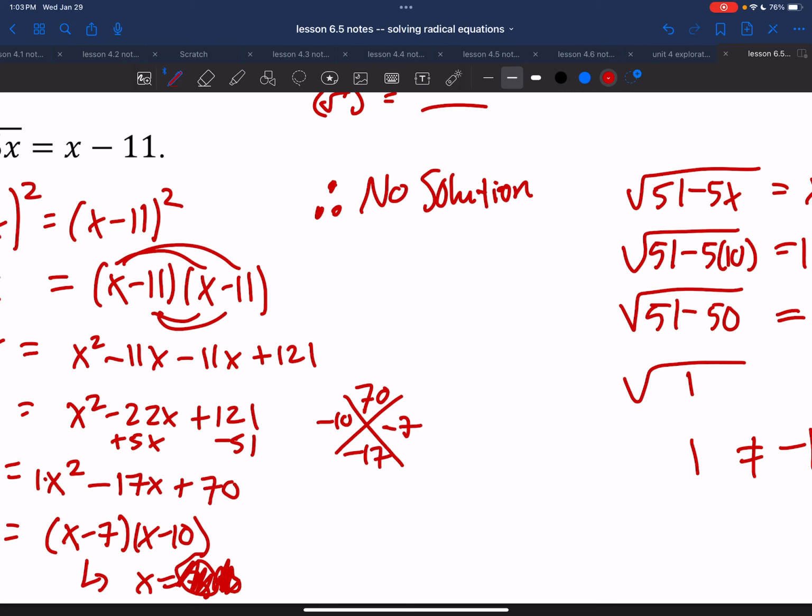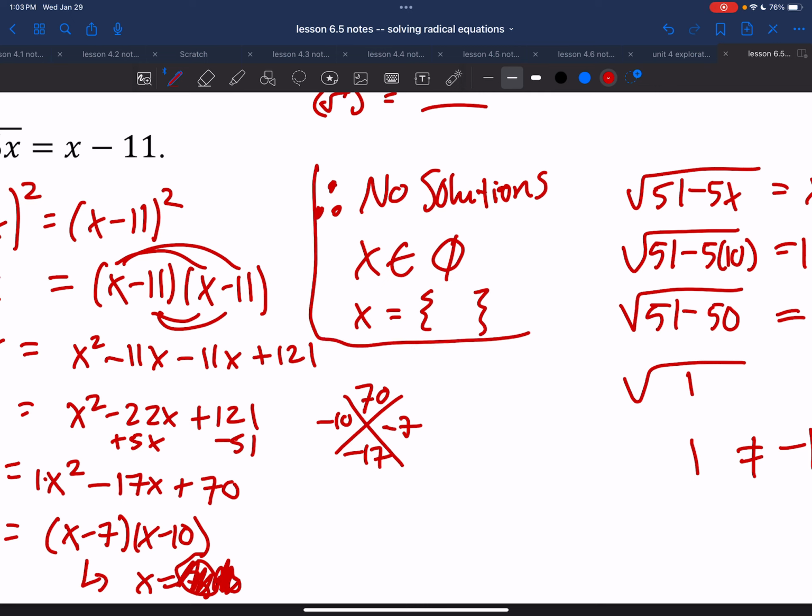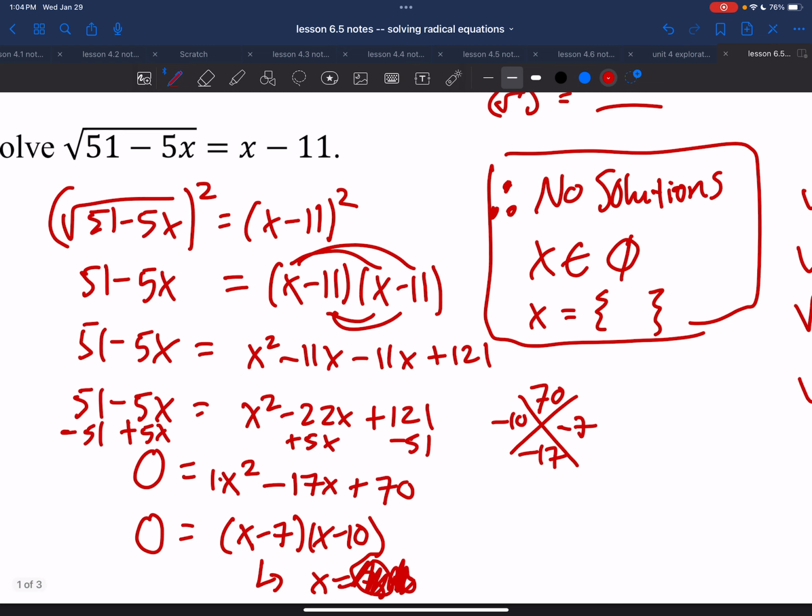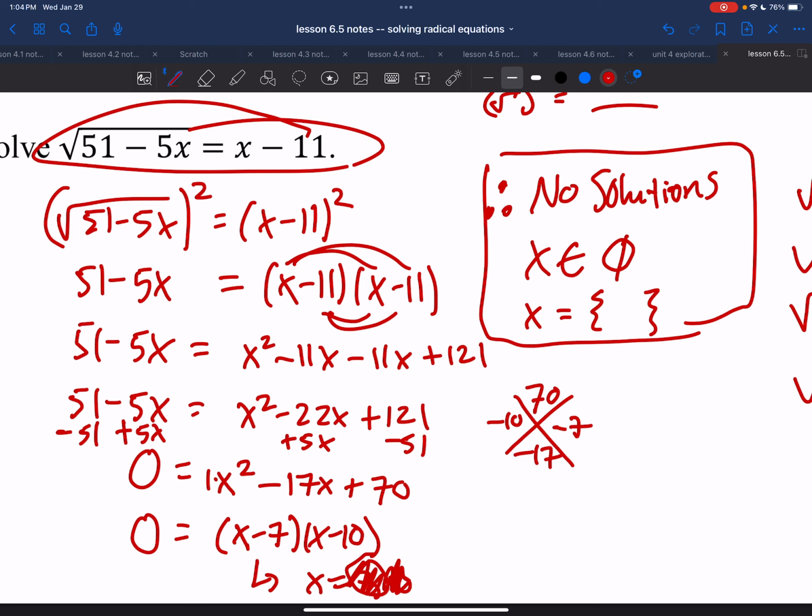Or if you want to be really fancy like Mr. Spake and how he likes to write it, x belongs to the empty set, yeah? That's to say that x is a set of no answers, yeah? It's nothing. Nothing answers this problem because it's not true, yeah? This is never going to be equal. It's just not, no matter what number you plug into it.